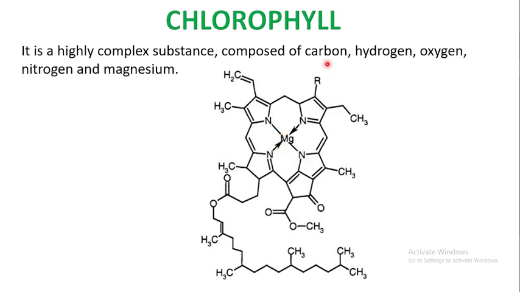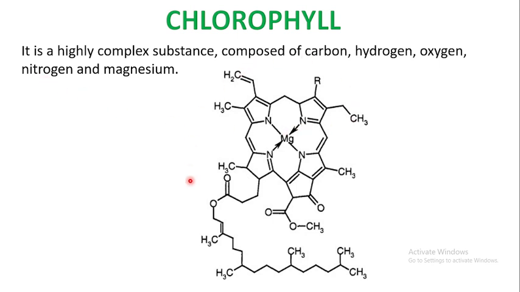The other elements are carbon, hydrogen, oxygen and nitrogen. Can you see? Carbon, hydrogen, nitrogen and oxygen. And the main metal inside the complex is magnesium. Okay, magnesium is the metal in the form of complex. Okay, and these are the other substances like carbon, hydrogen, oxygen and nitrogen.